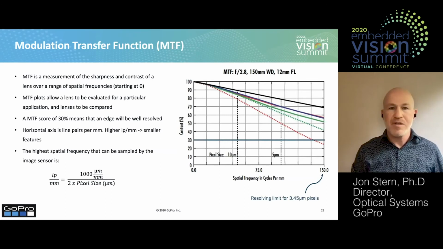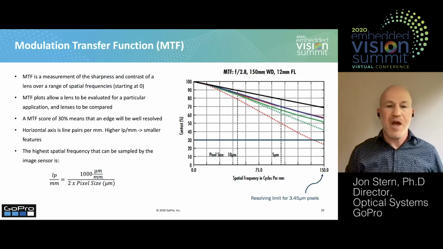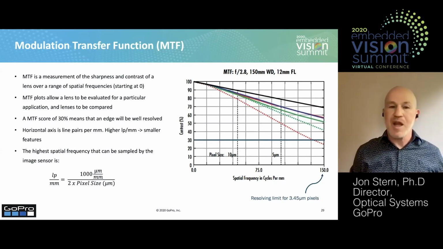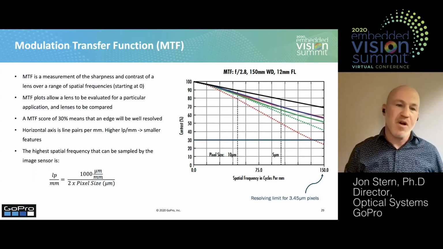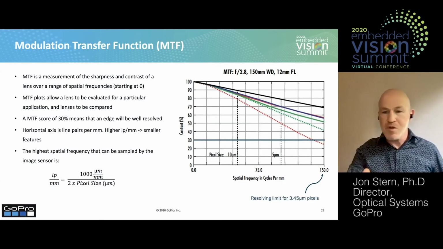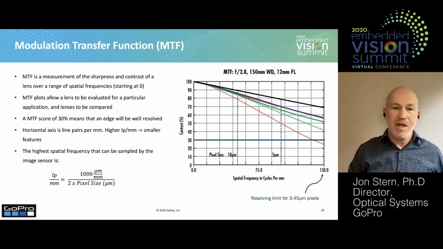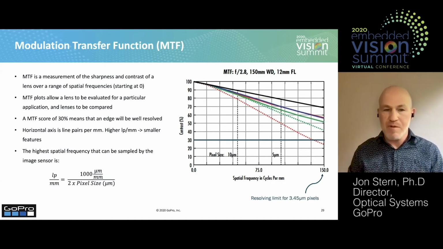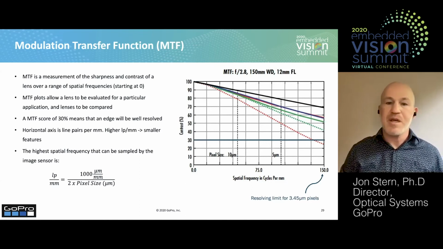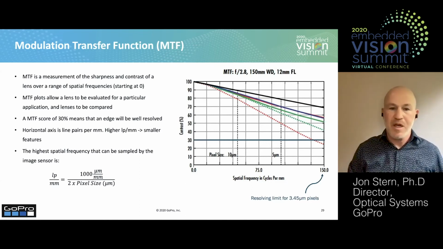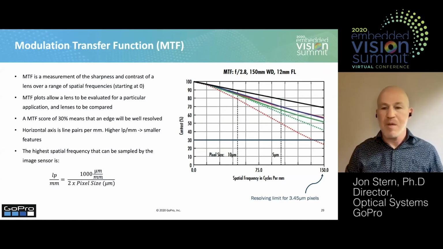Modulation transfer function, or MTF, is a measurement of the sharpness and contrast of a lens over a range of spatial frequencies starting at 0. MTF plots allow us to evaluate a lens for a particular application and for lenses to be compared. An MTF score of 30% means that an edge will be well resolved. The horizontal axis in this type of MTF plot is line pairs per millimeter. Higher line pairs per millimeter correspond to smaller features. The highest spatial frequency that can be sampled by the image sensor is 1000 divided by 2 times the pixel size.